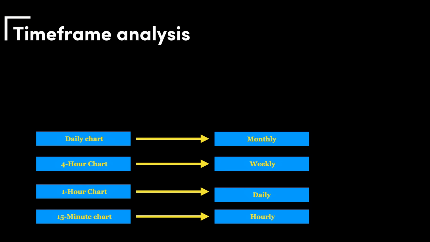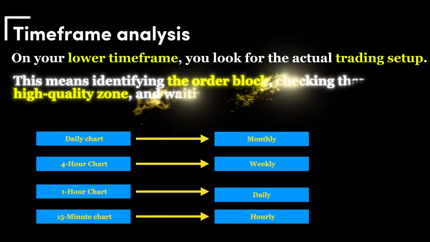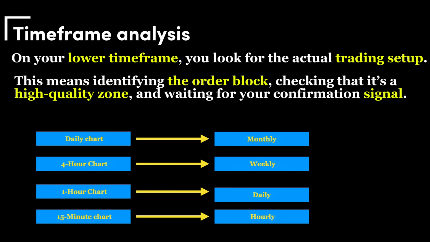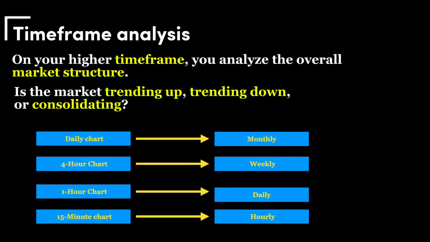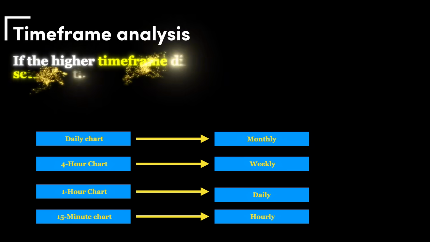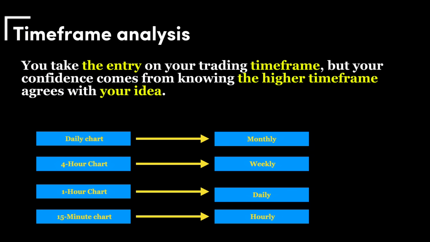Here's how you use this in practice. On your lower time frame, you look for the actual trading setup. This means identifying the order block, checking that it's a high-quality zone, and waiting for your confirmation signal. On your higher time frame, you analyze the overall market structure. Is the market trending up, trending down, or consolidating? If the higher time frame direction is aligned with your setup on the lower time frame, that's when you have a valid trade. You take the entry on your trading time frame, but your confidence comes from knowing the higher time frame agrees with your idea.